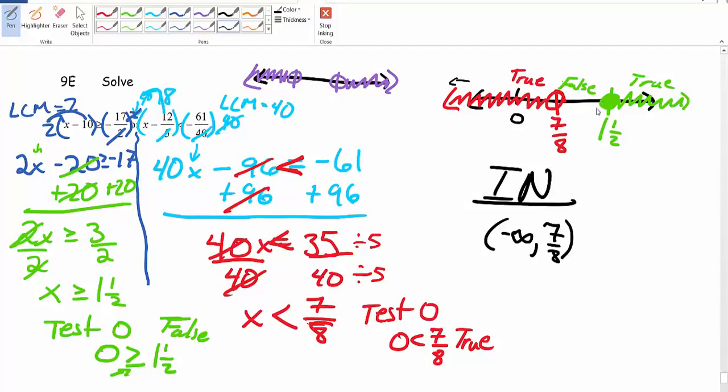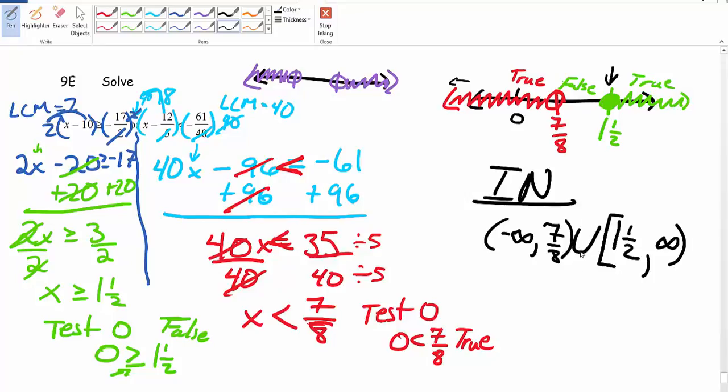Then x all of a sudden takes a break and then kicks back in at 1 1/2. So at 1 1/2, and because we can be 1 1/2, we open it up with a bracket. And then x goes on forever and ever towards positive infinity. Because we cannot actually obtain positive infinity or negative infinity, we always have parentheses around them. So there is our interval notation.